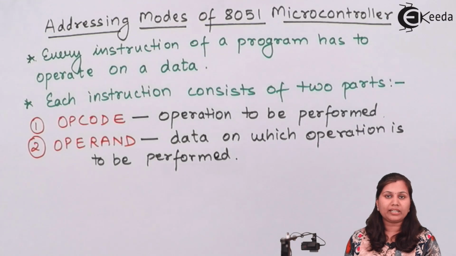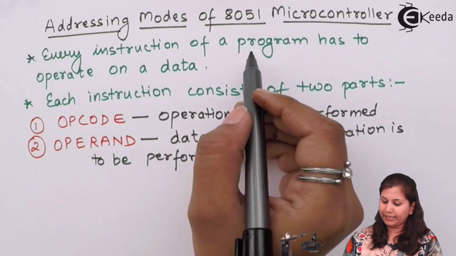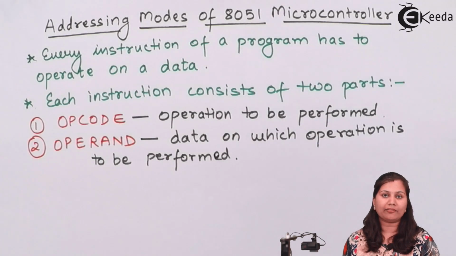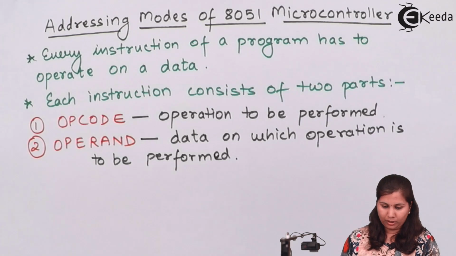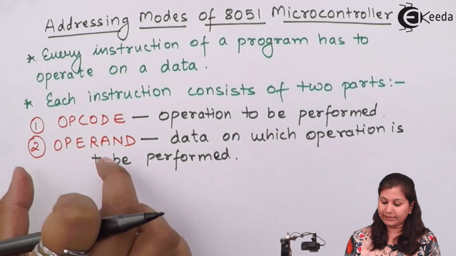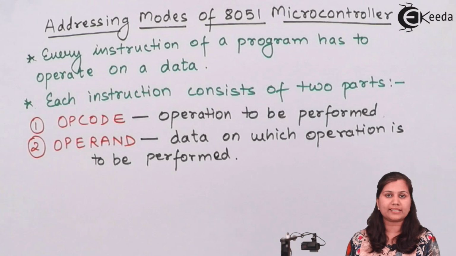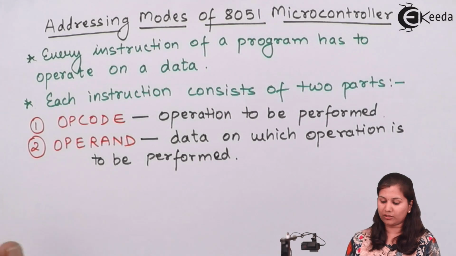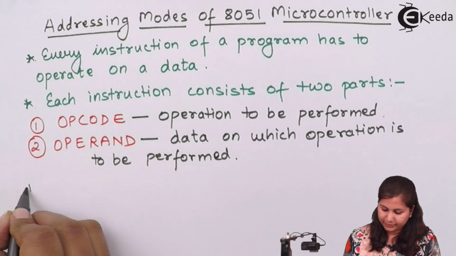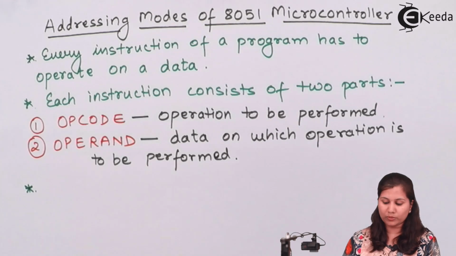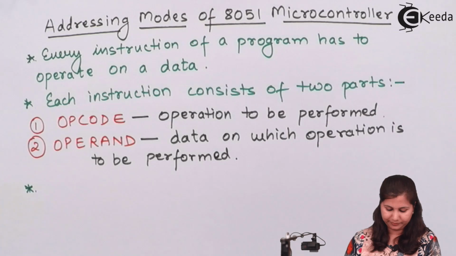So we can say that every instruction in the microcontroller has to operate on data. It will have the data included in the instruction. Now the method of specifying the data, or we can say the operand, in the instruction is called the addressing, and the various modes of addressing are called the addressing modes of the microcontroller. So the definition of the addressing modes is that the method of specifying the operands in the instruction is called the addressing modes.